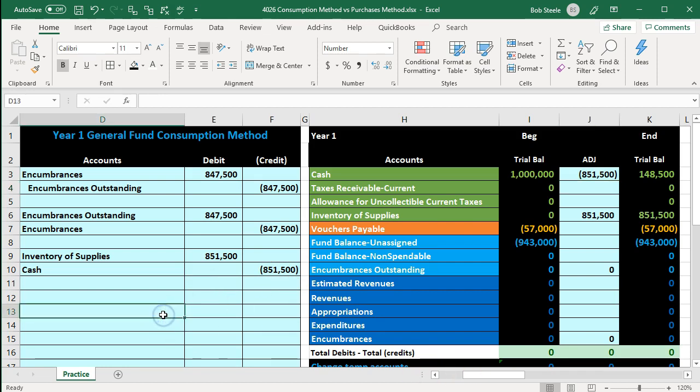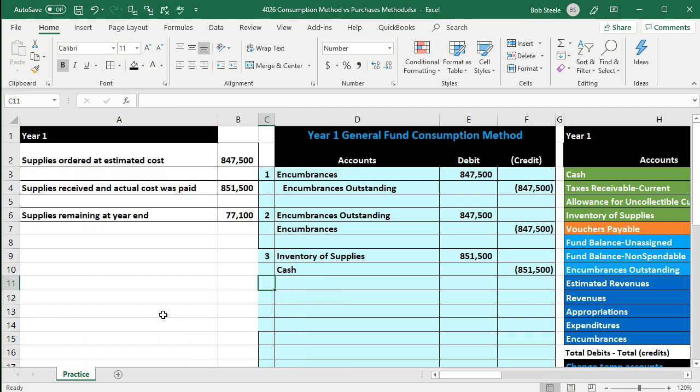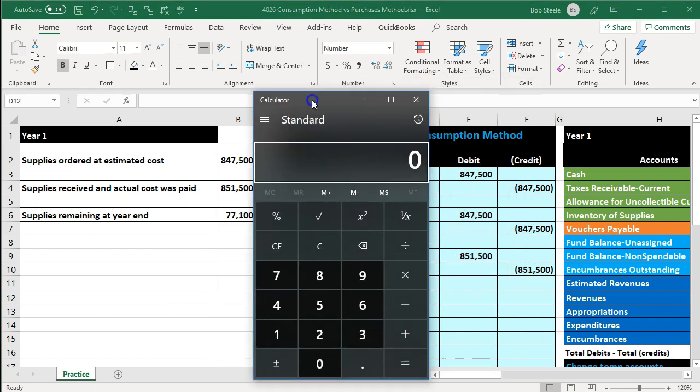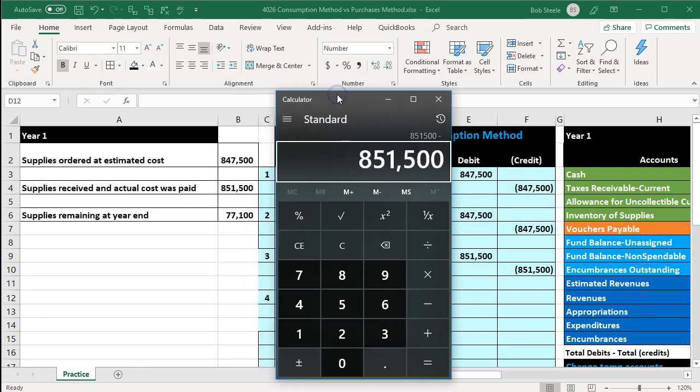We're back in balance. Next item that we're going to have is going to be, let's say number 4, that we have the supplies remaining at year end, 77,100. So what we're going to say is what's on the books right now in supplies is 851,500. We counted it at the end and we say that there's 77,100 left over. So what we would expect to do, and this would be normal kind of periodic type accounting, is at the end of the year, we're going to write it down to the actual physical count. So we physically counted it, we're going to write it down to the physical count.